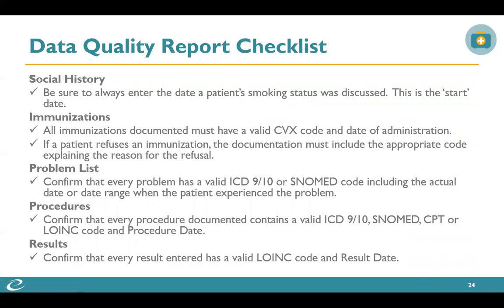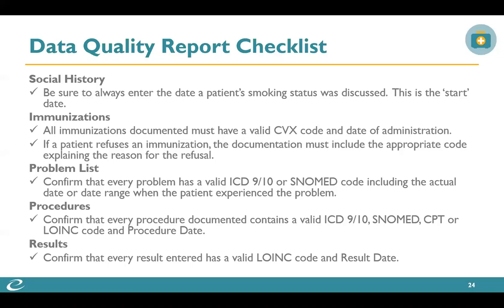Here's just a quick summary of the different sections that we talk about in the data quality tip sheet. I just wanted to summarize some common data quality issues that we have identified when we looked at the majority of reports before issuing them to you. From a social history section standpoint, as I talked about a little earlier, always make sure that a patient's smoking status is discussed during their visit and that the start date is captured.